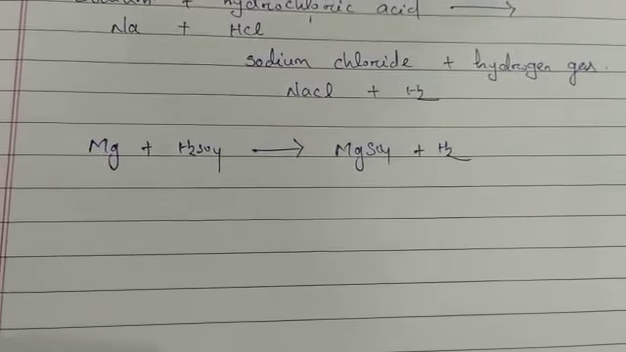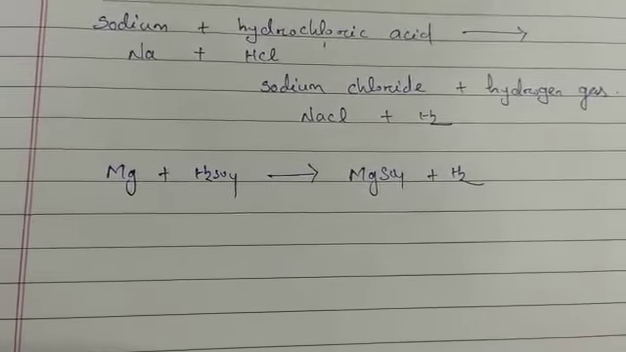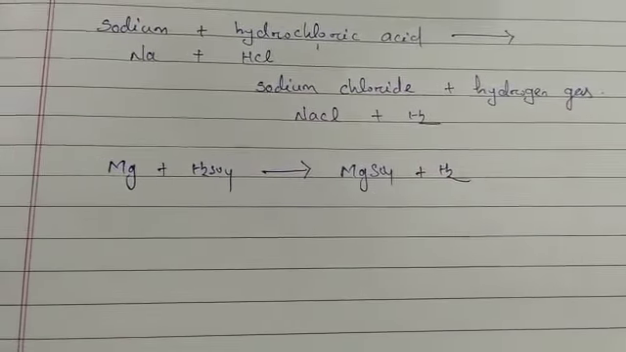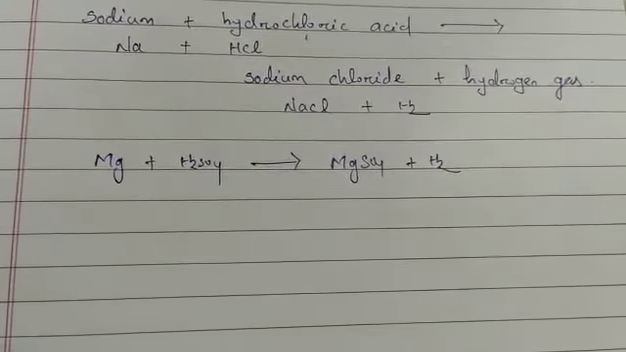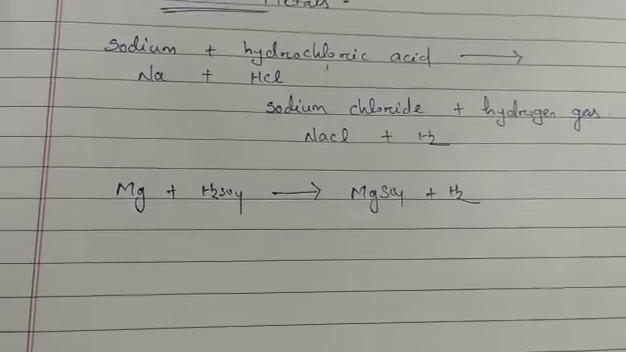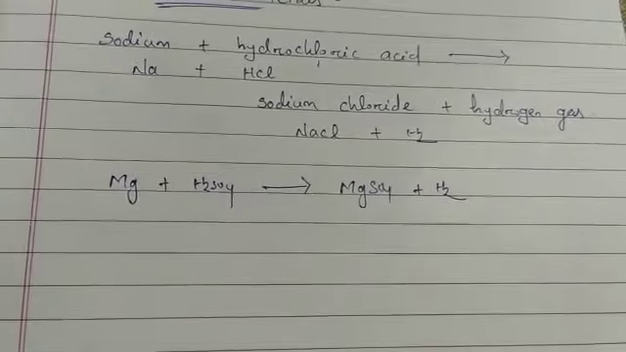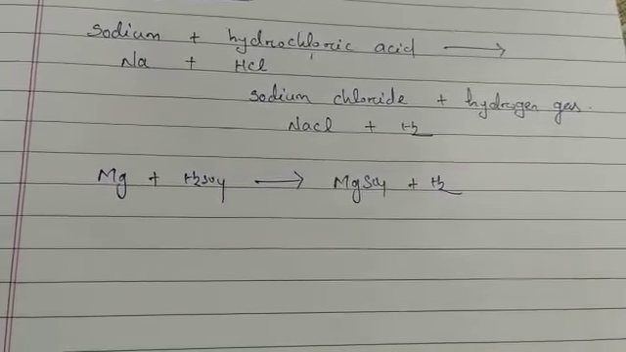The metals which do not react with acids, copper, mercury, silver, gold and platinum, are known as noble metals. Because of their low reactivity, these are noble metals. So which are the noble metals? Copper, mercury, silver, gold, platinum. They do not react with the acids.